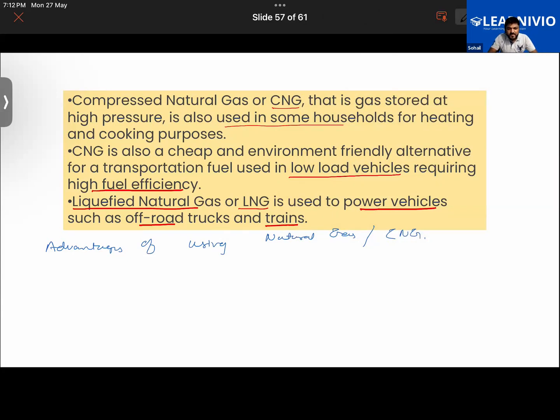First thing is, is it a good fuel or not? You guys tell me. It's a good fuel, no? Yes, sir. It is a good fuel, so it will burn easily. It will burn easily and produce lots of heat.